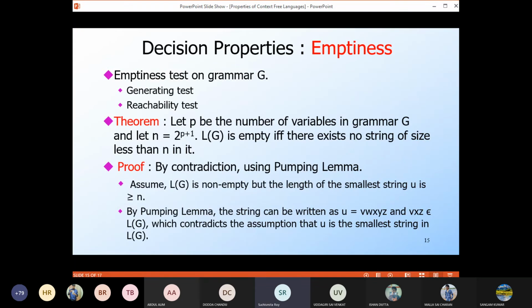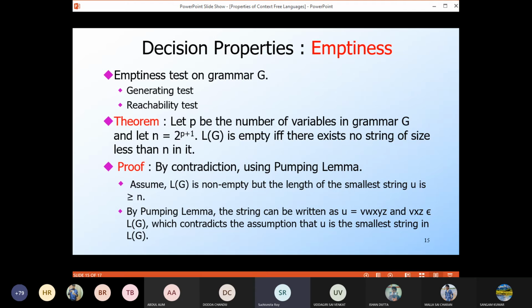So all those which are not useful, we have to remove to make the grammar smaller and more compact. So that is the useless symbol removal. This generating test and reachability test can also be used to check whether the grammar is empty or not. If any terminal string can be generated from a non-terminal, and if that non-terminal also passes the reachability test, then obviously the grammar is non-empty. There is some string which can be produced.